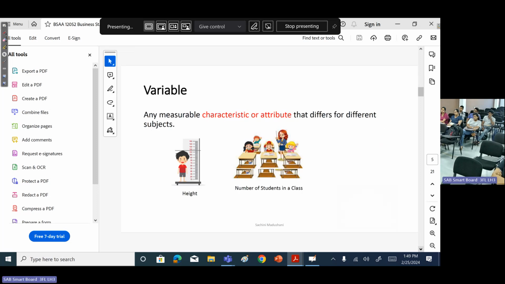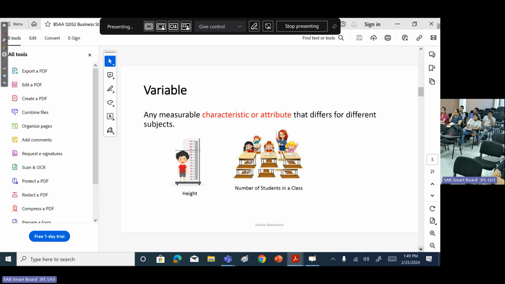First, moving to the concepts. Okay, the first one is variable. Then variable means what? Any measurable characteristic or attribute that differs for different subjects.